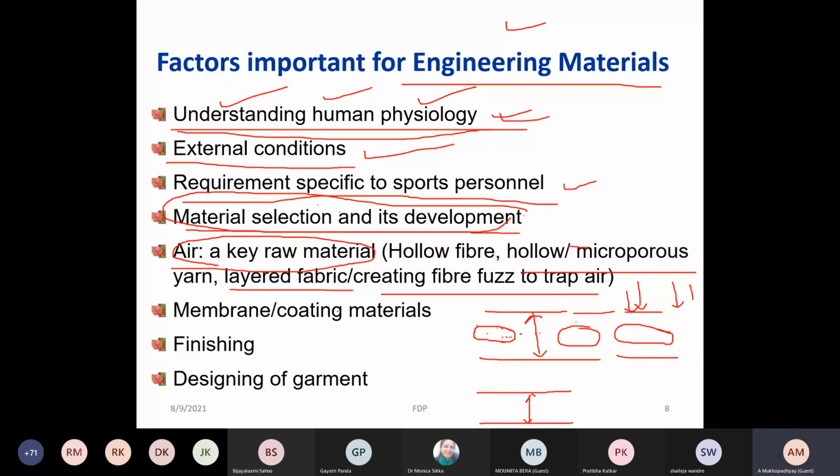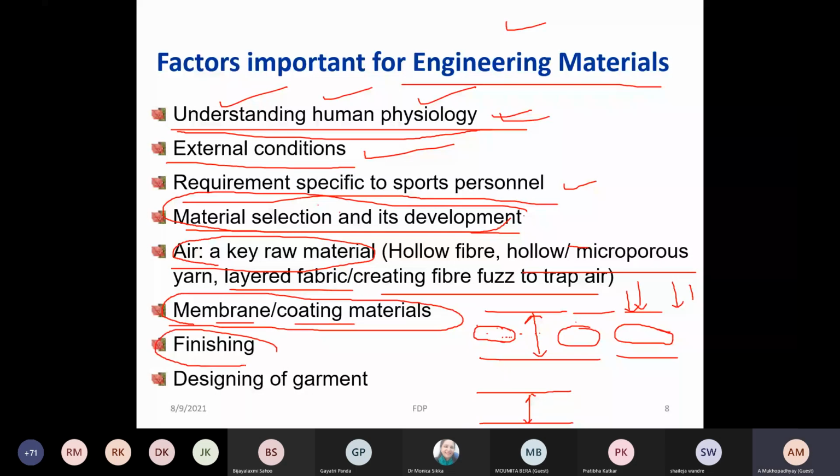Another area of development is membrane and coating material. Mostly it is used for winter sportswear. So the development of membrane and coating is important, and finishing is another aspect, and designing of the garments.